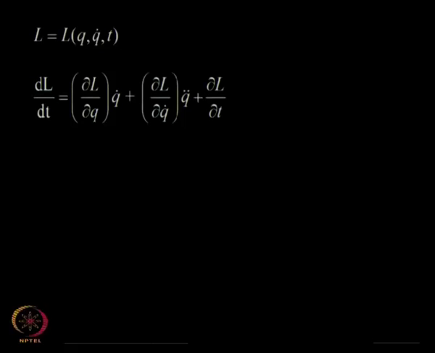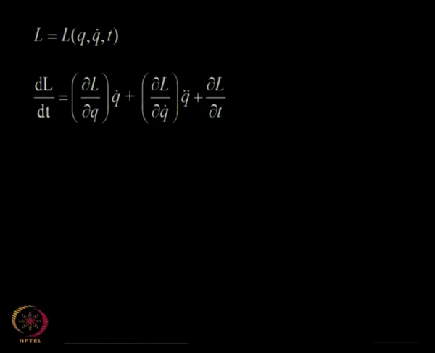So, the general expression for the time derivative of the Lagrangian will come from its implicit dependence on time through its dependence on q, which in turn depends on time. So, there is a dq by dt over here, and a dependence of the Lagrangian on the velocity, which in turn depends on time. So, there will be a d by dt of q dot, which is q double dot, which is the middle term that you see, and then there will be a possible explicit time dependence which is shown in the last term. So, this is the complete expression for the total time derivative of a Lagrangian.